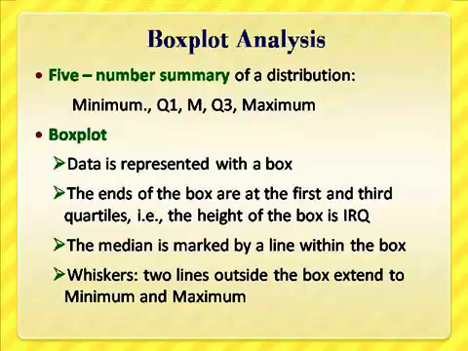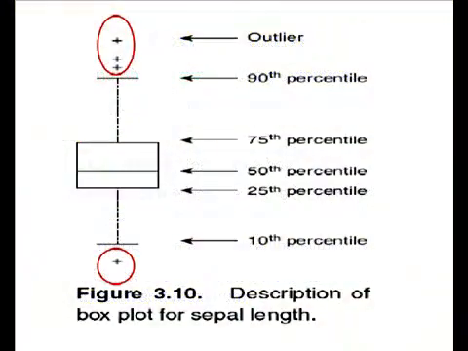For example, the slide shows different kinds of box plots. This is the description of the box plot for the attribute sepal length of the iris data. This is the 10th percentile, 25th percentile, 50th percentile, which is the median, 75th percentile, which is Q3, and 90th percentile. Values beyond 1.5 times IQR, Q3 minus Q1, above the 90th percentile are termed outliers. These are the outliers here, and this is an outlier. There are 4 outliers shown in the slide.